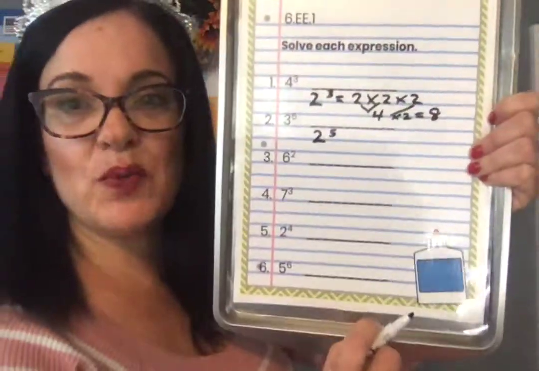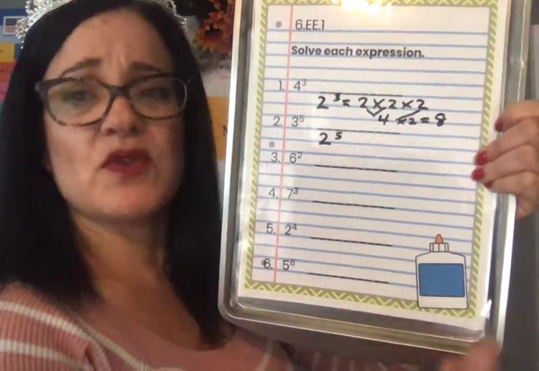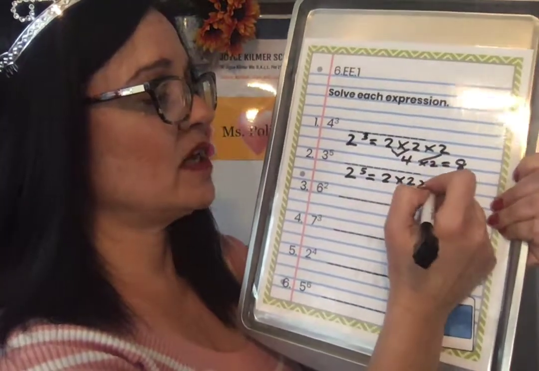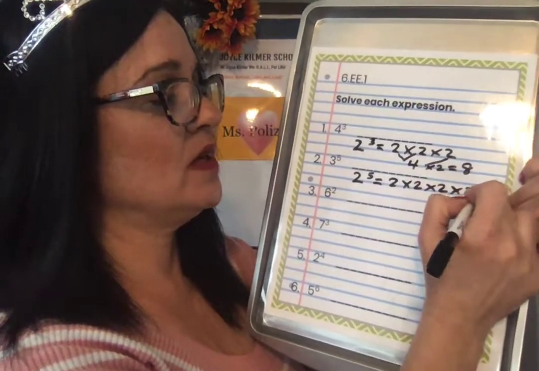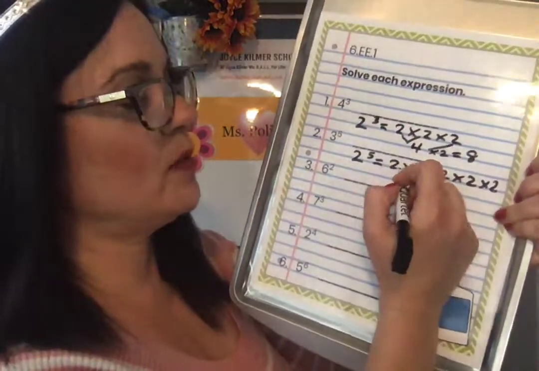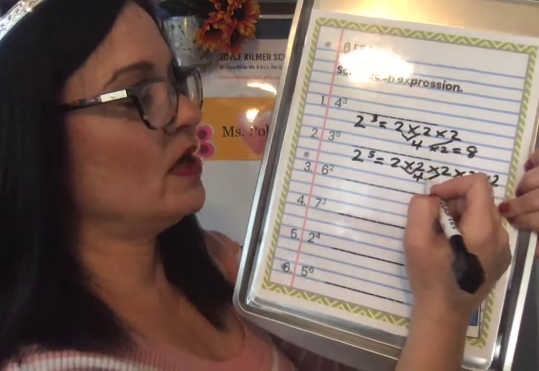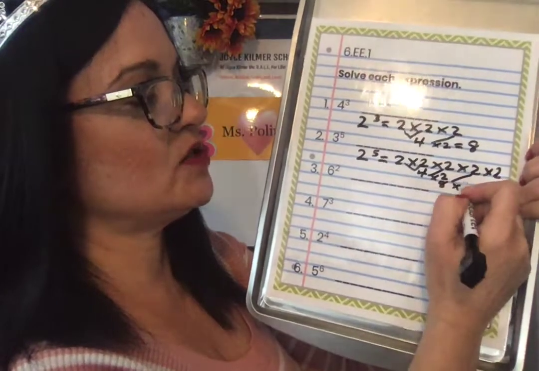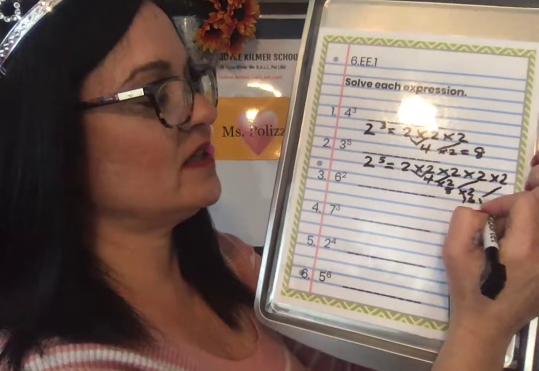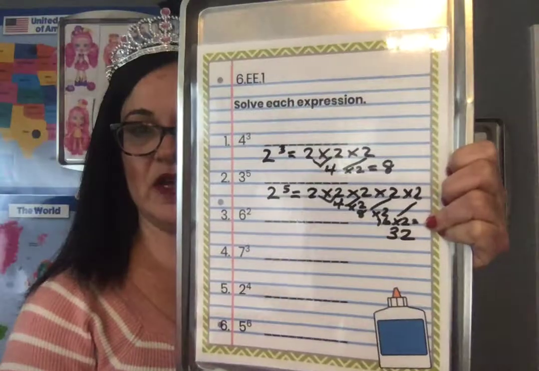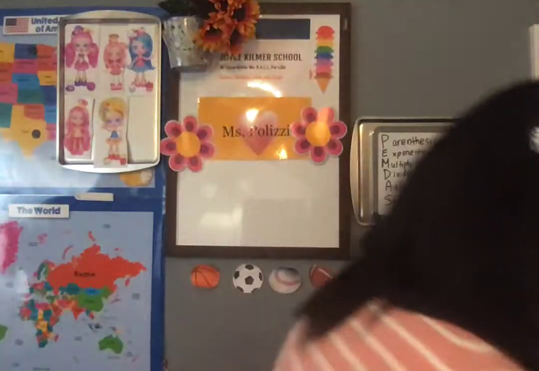In the second problem, we have 2 to the 5th power. So the same thing. It's 2 times 2 times 2 times 2 times 2. You can see here 2 is written 5 times. So draw a branch. 2 times 2 is 4. Branch, 4 times 2 is 8. Branch, 8 times 2 is 16. Branch, and 16 times 2 is 32. And that would be your answer. Okay, let's look at the next page.